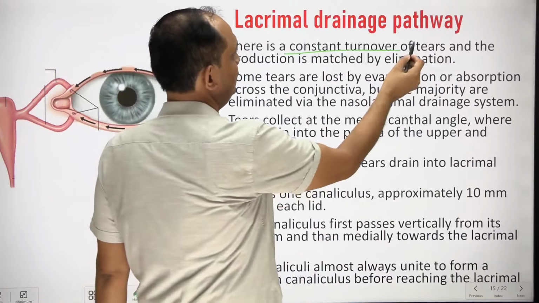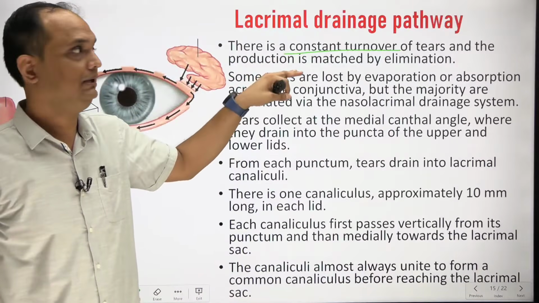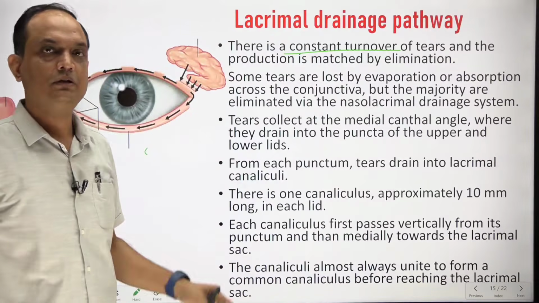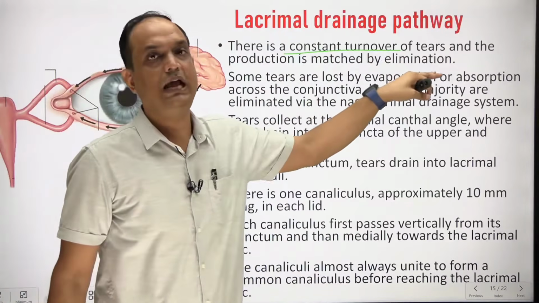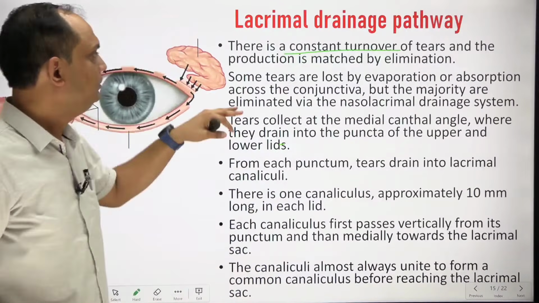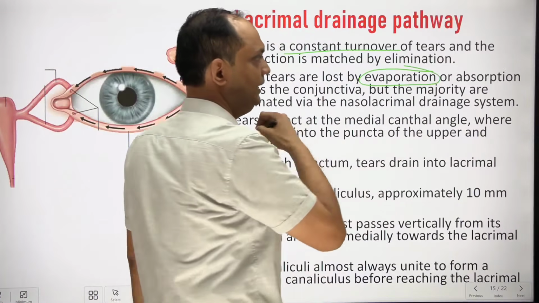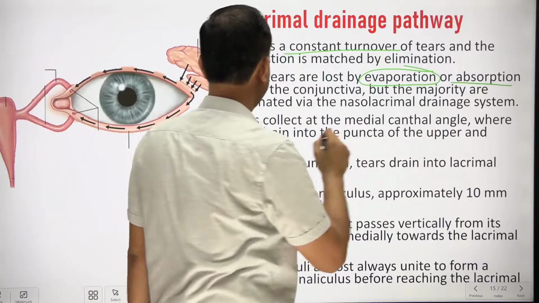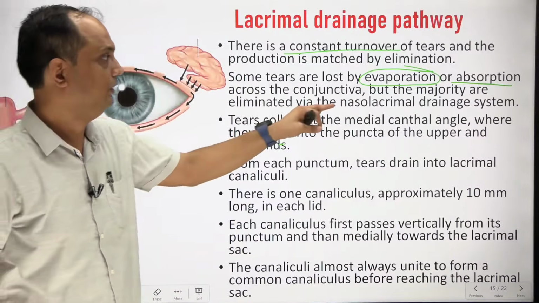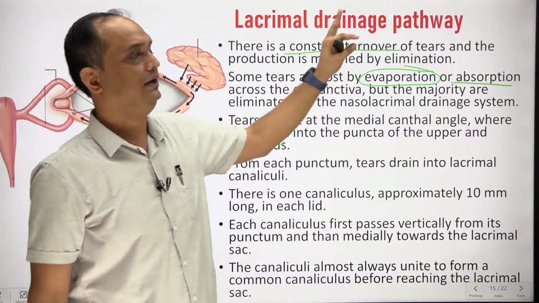There is a constant production of tears from the lacrimal gland, and the production is matched by the elimination. Whatever is being produced is also eliminated simultaneously, so you don't have any kind of overflow. Some tears are lost by evaporation, and some are absorbed across the conjunctiva. But the major amount of the fluid, that is lacrimal fluid, is drained by the nasolacrimal drainage system.